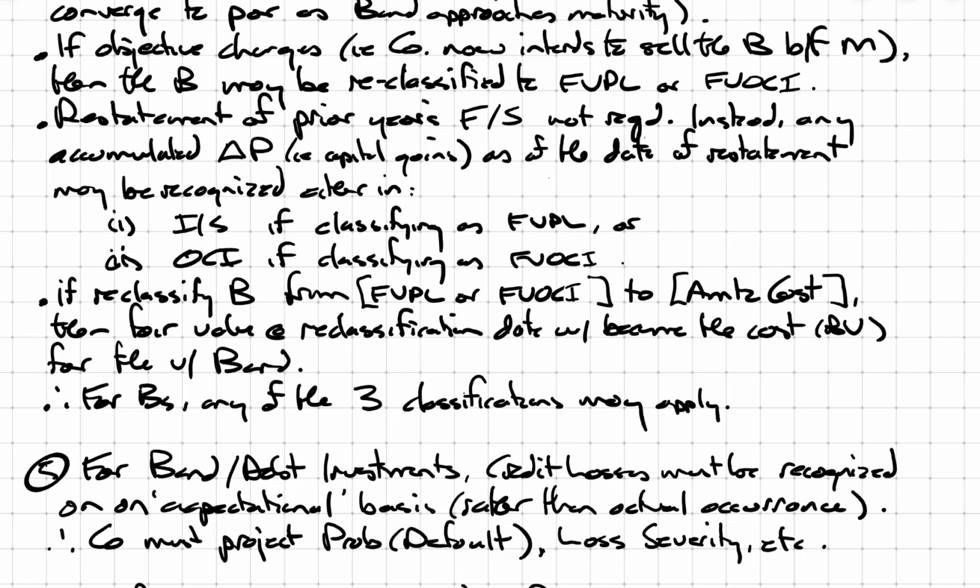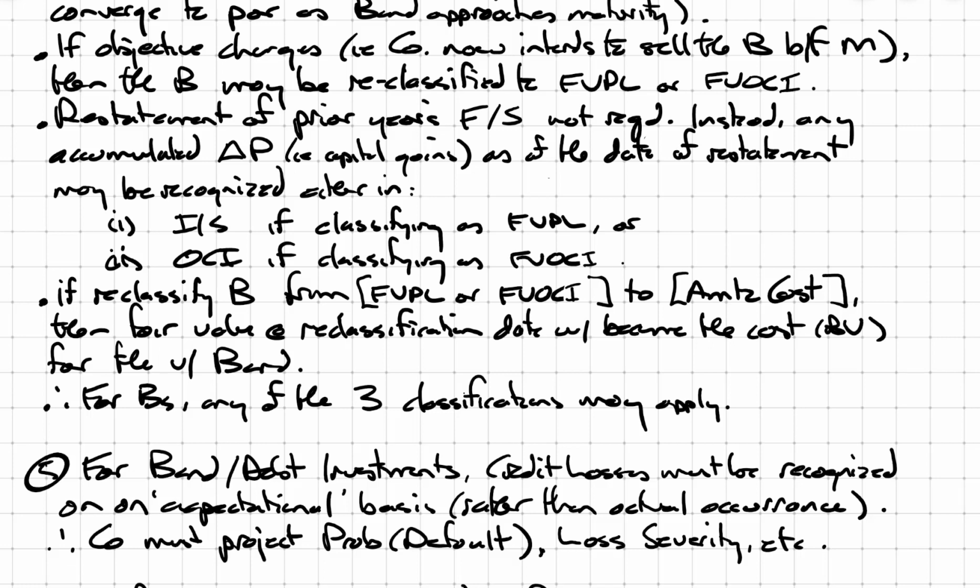On the other hand, if we reclassify the bond from fair value, either P&L or OCI, to amortized cost, then the fair value at the reclassification date will become the new book value for the underlying bond. So let's say it was the other way. You've been reporting this bond at fair value, and you bought it 5 years ago at 100. Now it's trading at 120. So on your balance sheet, it's actually reported right now at 120 because you are using fair value.